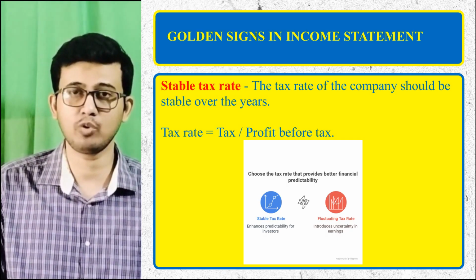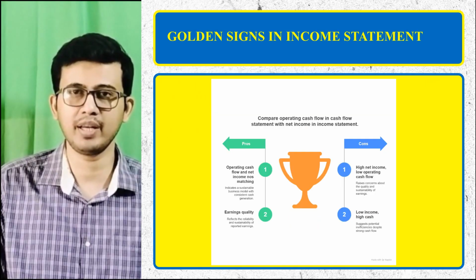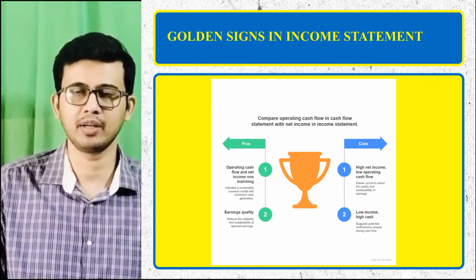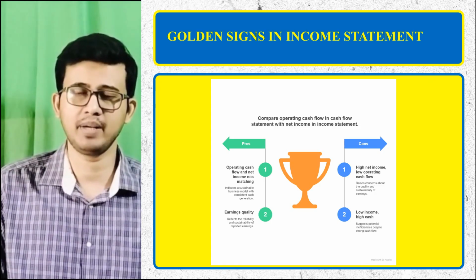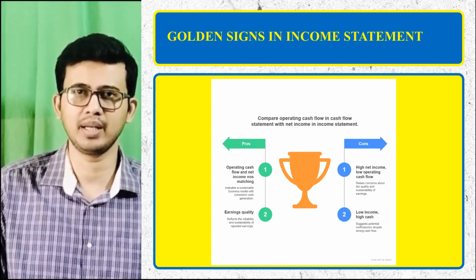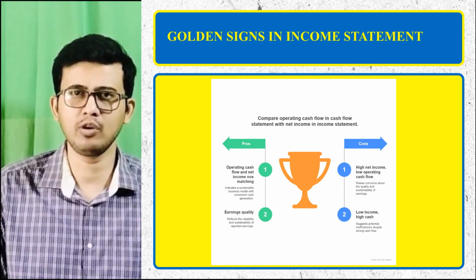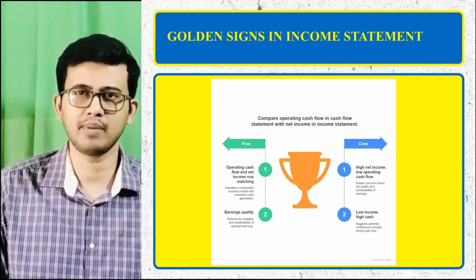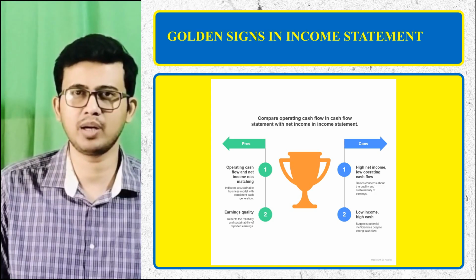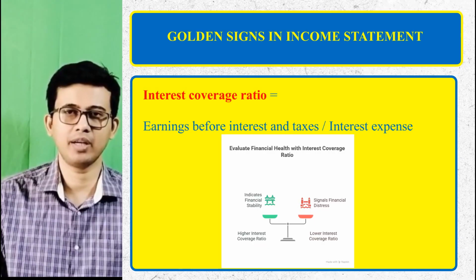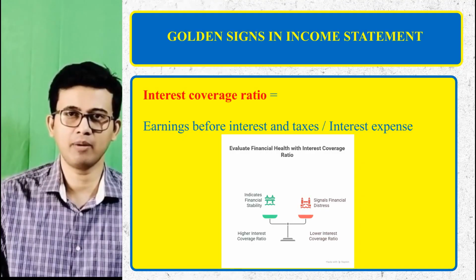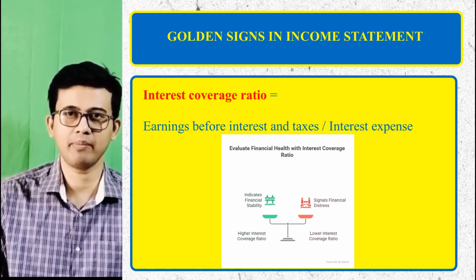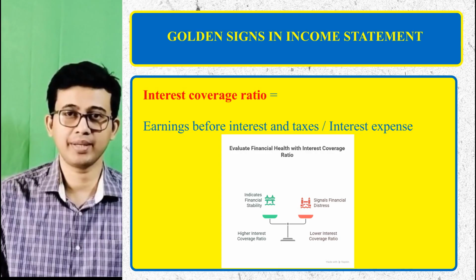Lastly, we have to compare the operating cash flow figure given in the cash flow statement with the net income figure given in the profit and loss account. Ideally speaking, the operating cash flow should be larger than the net profit figure. If the operating cash flow is much less than the net profit figure, then it's a red flag and it means that the company is unable to earn cash from its business. Then we have the interest coverage ratio. It shows whether the earnings of the company are sufficient to cover its interest payments. The formula for calculating interest coverage ratio is operating income divided by interest.